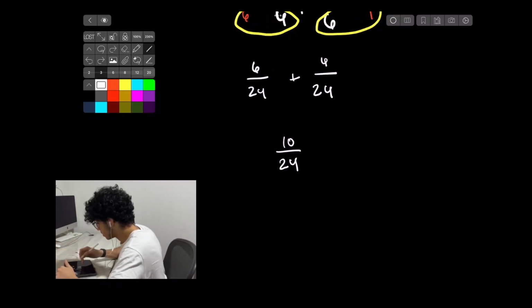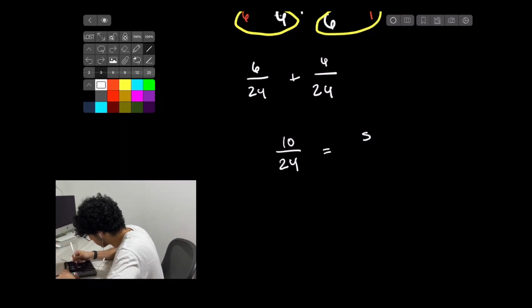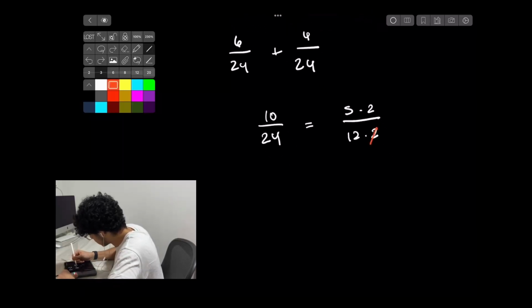Cool, right? Well, now we can simplify this. 10 over 24 is the same as 5 times 2 over 12 times 2. We can cancel this off, leaving us with 5 over 12 as our final answer.